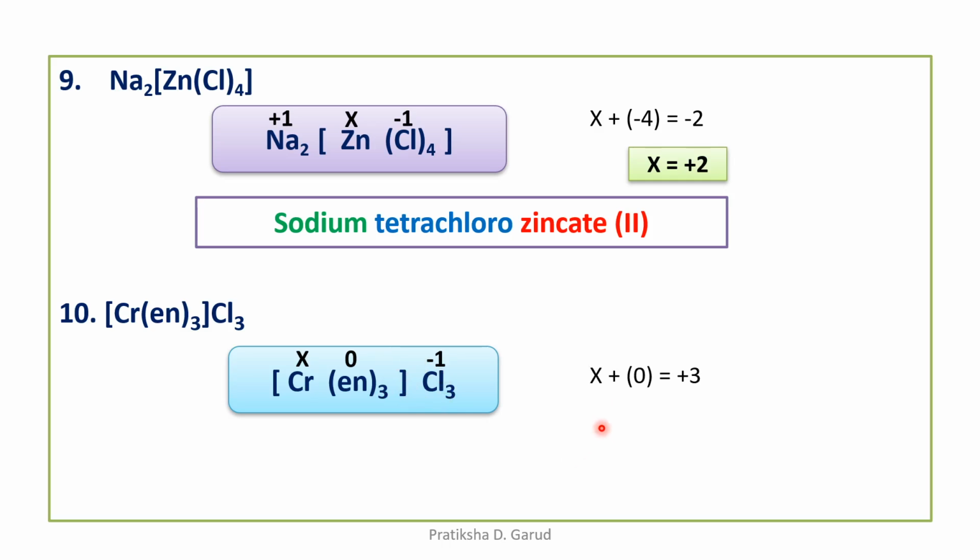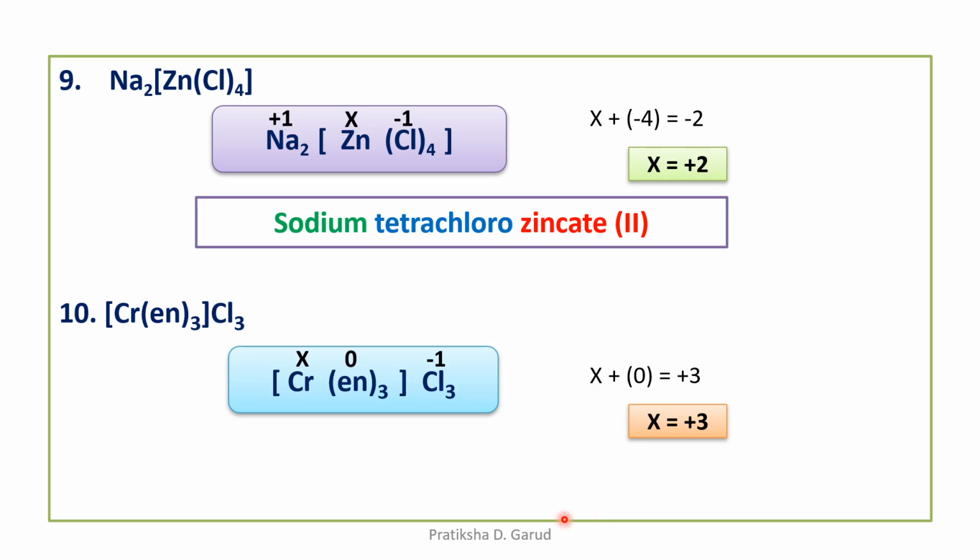So we are having X plus 0 which is equal to plus 3. This plus 3 is the charge on the complex ion due to the 3 chlorines outside the square bracket. So X becomes plus 3. So the oxidation number of this chromium is plus 3.